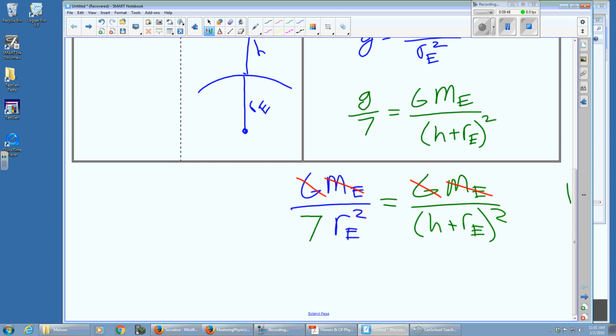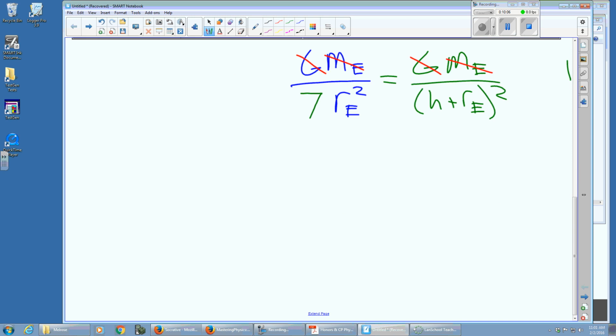Could I cancel out the radius of the Earth too? No, because it's more complicated than that, right? But I could rearrange this. Here I've got everything on the bottom. Could I kind of bring these up by cross multiplying? Sure. So I'm going to write my equation a little simpler and say, well, h plus radius of the Earth squared equals 7 radius of the Earth squared.